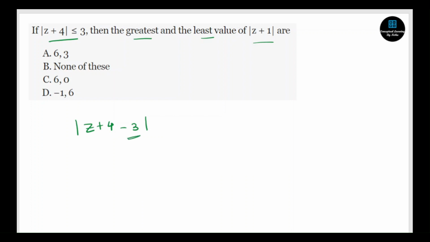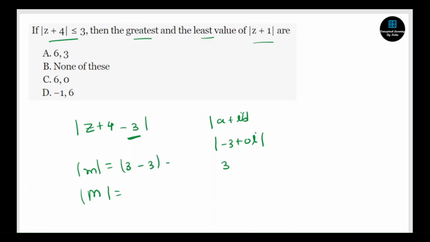I know that this 3, I can represent it in a plus ib form as negative 3 plus 0 iota, and then the modulus of this is just 3, correct? So my minimum value and maximum value, I know that minimum is 3. Again I have to take the modulus of that, remember this. So 3 minus 3, which is 0, and the maximum is 3 plus 3, which is 6. So the greatest and least value is 6 and 0, right? This is 6 0. I hope you get that.